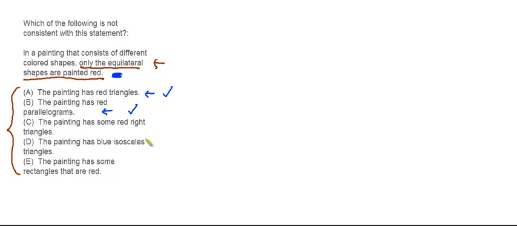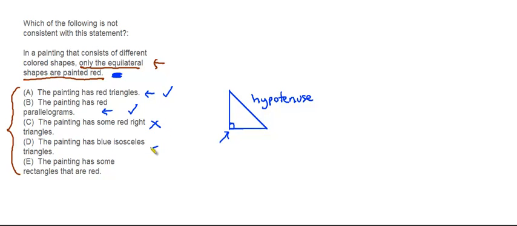For C, the painting has some red right triangles. Well, when you have a right triangle, the sides are never all the same. By definition of a right triangle, you have one angle that is 90 degrees, so that's going to be your largest angle of the triangle, and the side opposite that is the hypotenuse, which is always the longest side. You're always going to have a hypotenuse with the right triangle, so right triangles can never be equilateral. So this looks like this will be our answer, but let's just go through the rest of them just to be sure.